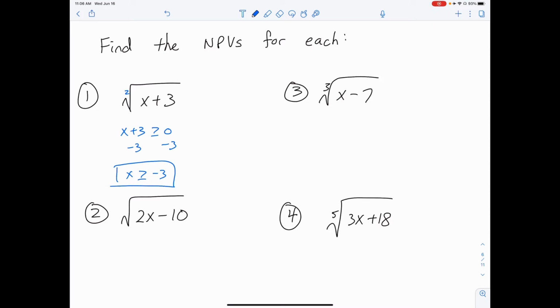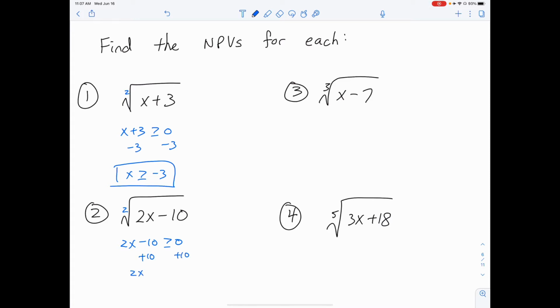Number 2, same thing. If we were to read out loud, we'd say square root of 2x minus 10. And again, square root index here is 2. So index is even. So that means we need to set the 2x minus 10 to be bigger than or equal to 0. We need to solve for x here. So first of all, do we get rid of the 2 or do we get rid of the negative 10? Hopefully you remember that we need to get rid of the negative 10 first. Again, if you do this in the wrong order, you get totally different answers. So in order to get rid of the negative 10, we add 10 to both sides first.